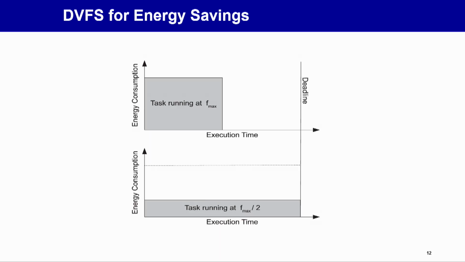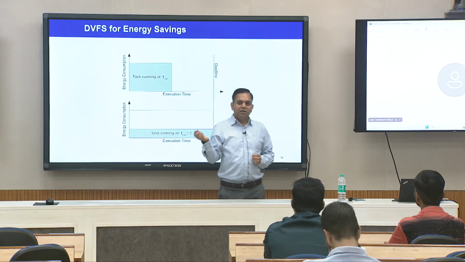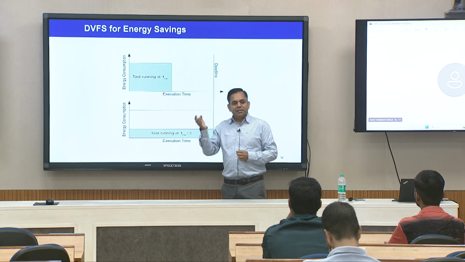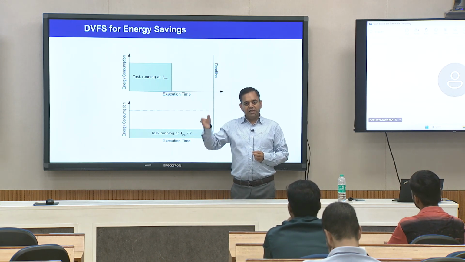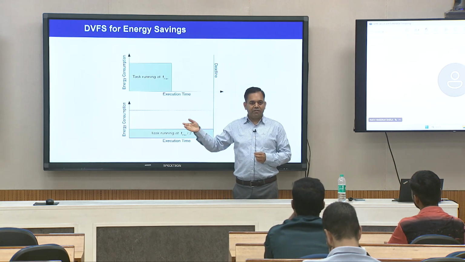Let's say you want to execute some task, and if you are running at the maximum frequency, your energy consumption will be very high from the very start. You might remember the equation for how the power is defined. Dynamic power is C times voltage squared times F.